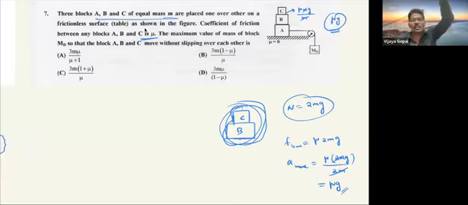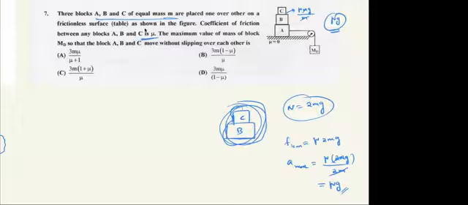Why? Because if you take mu g, slipping would have already taken place here. So that's why you always need to take the least value. But here both the values are the same, so there is no tension at all. So what is the maximum acceleration with which the system can move together? Mu g. That's it. A max is mu g.